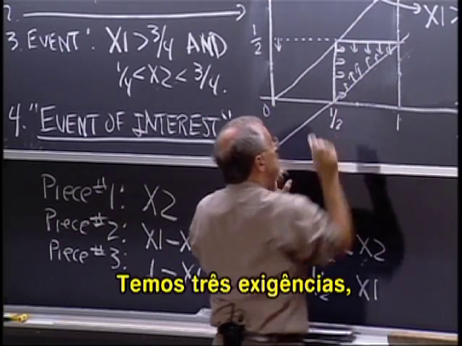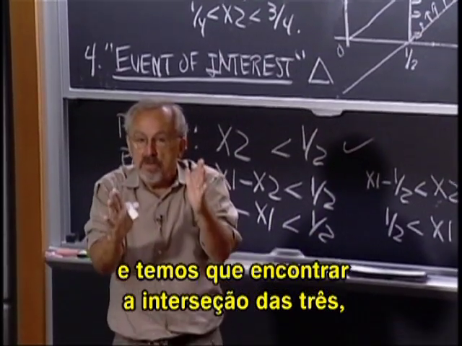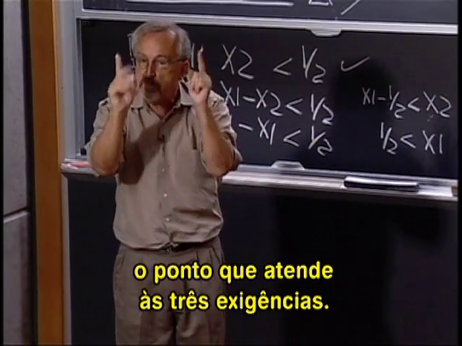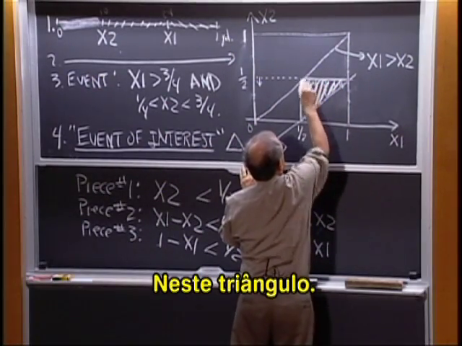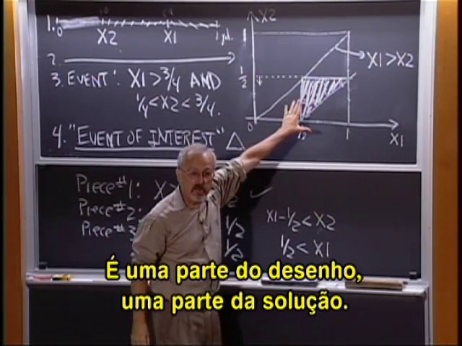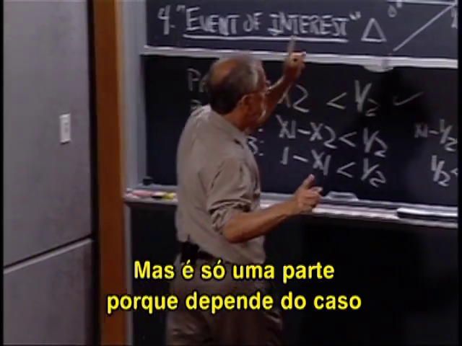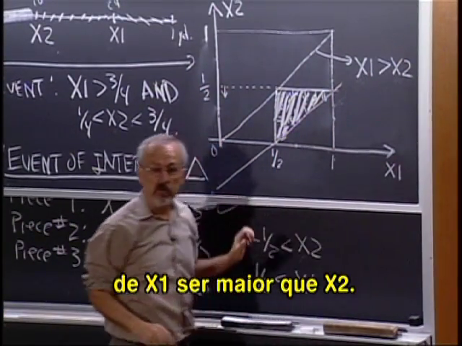Okay? So we have three constraints, and we have to look for the intersection of those three constraints, the set of points where each of the three constraints works. What is that? That is this triangle right here. All right? That is part of the picture. That is part of the solution, but only part, because it characterizes the case x1 greater than x2.